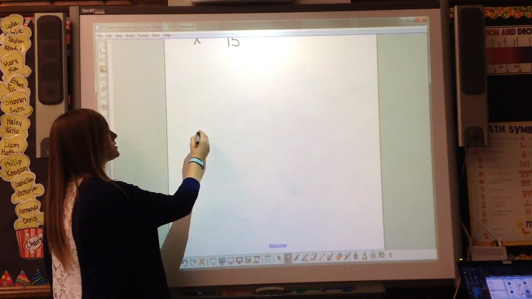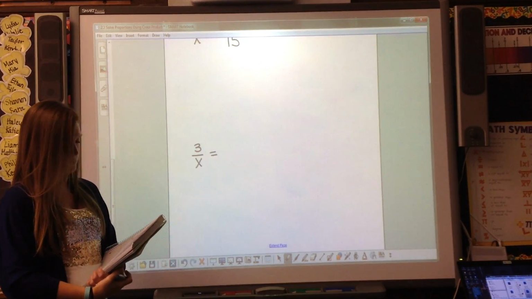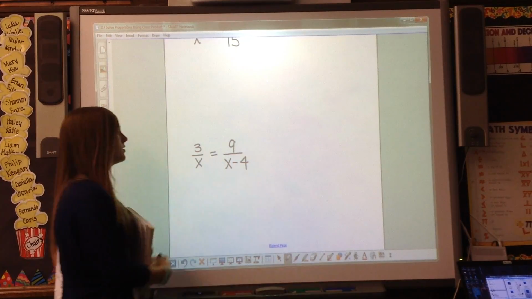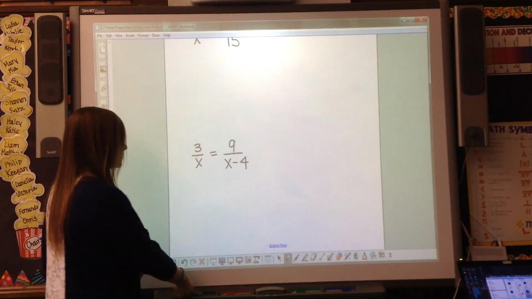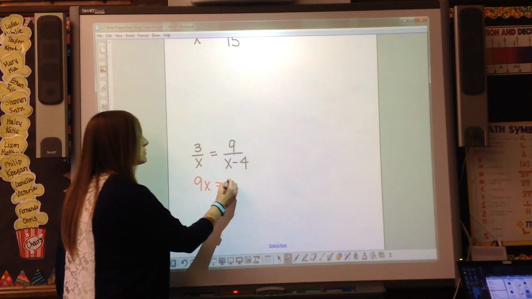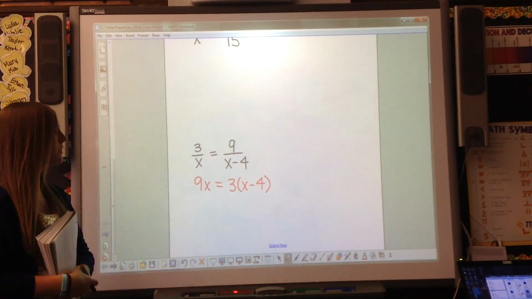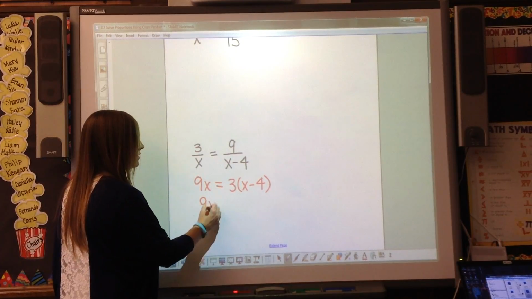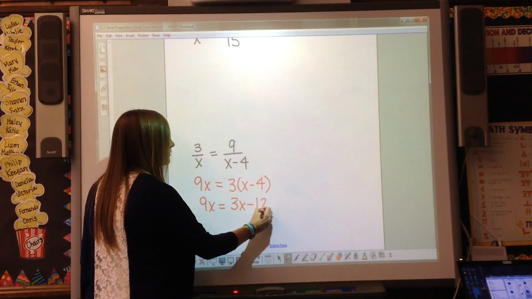We're going to try this problem together. 3 over x equals 9 over x minus 4. Okay, this is the reason why you need to know the cross product method. We're going to multiply across. This side is going to be 9 times x, and this side is going to be 3 times this quantity x minus 4. So it looks like on the right side of the equation we have the distributive property. 3 times x, 3 times a negative 4.